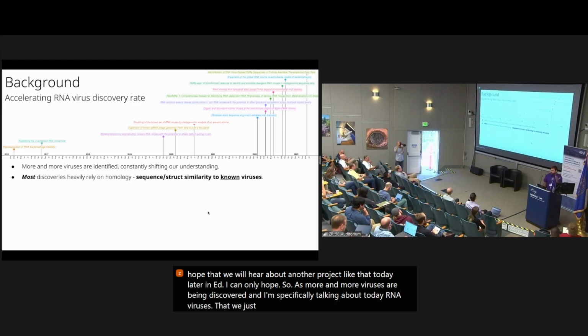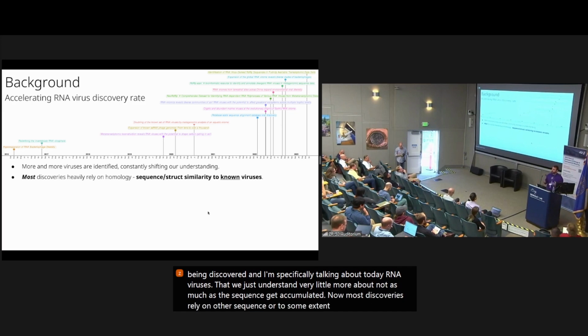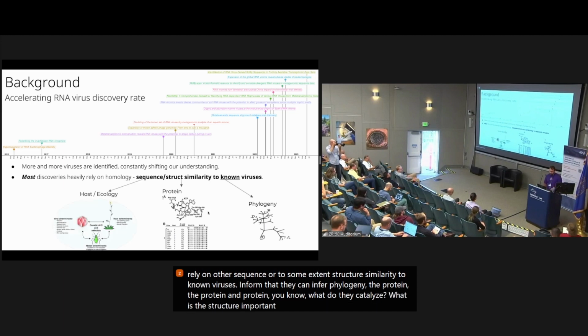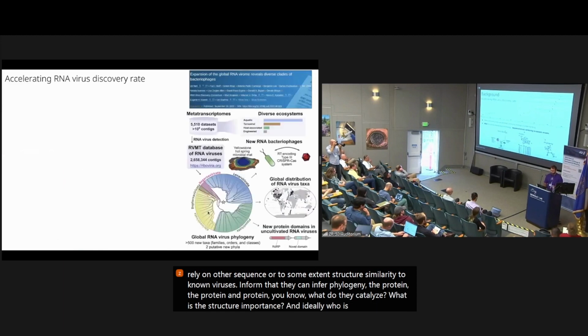we understand very little more about them, not as much as the sequences accumulate. Now, most discoveries rely on either sequence or, to some extent, structure similarity to known viruses. And from that, they can infer phylogeny, the protein, what they catalyze, what the structure's importance is, and ideally, who the host is and the ecology.